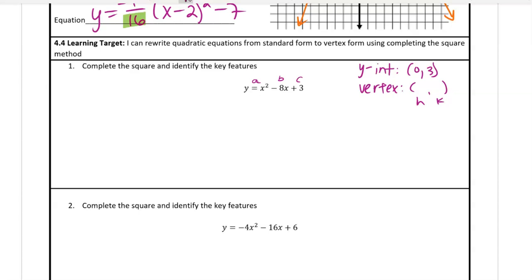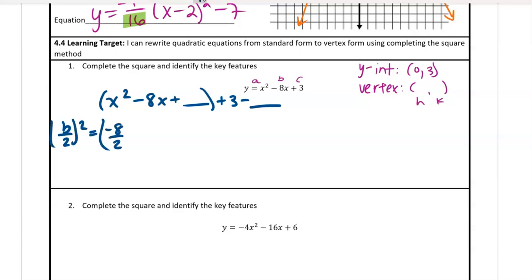All right, so completing the square, usually we would factor out a number first, but our a value is 1, so we don't need to factor anything out. We can go right into completing the square. So we'll say x squared minus 8x plus blank plus 3 minus blank. Then we can do our b value, b over 2 squared. Our b value here is -8. -8 divided by 2 is -4. And -4 squared is 16. So that 16 is going to go right above here and over to the right as well.